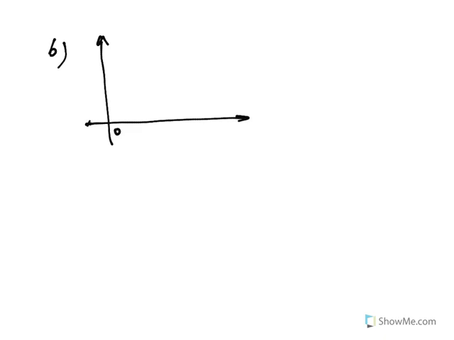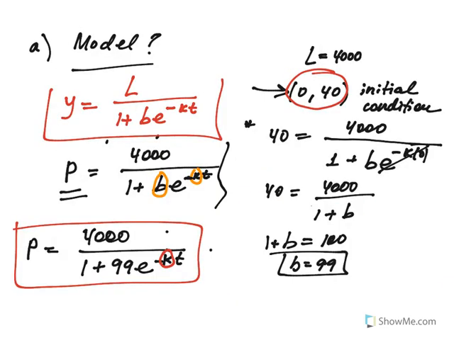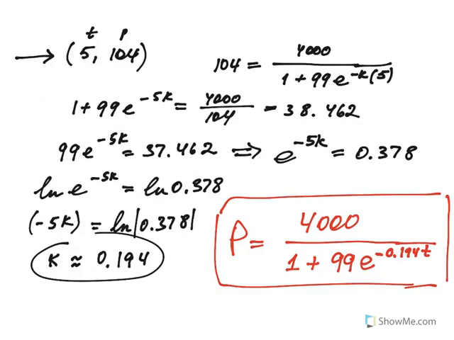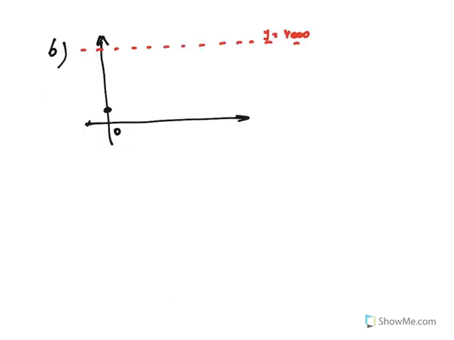So the upper boundary is 4,000. That's the equation of that line. Now, if you remember, the initial value was 0, comma 40. So let's say it's here. And that's it. It's not really perfect, but something like that.